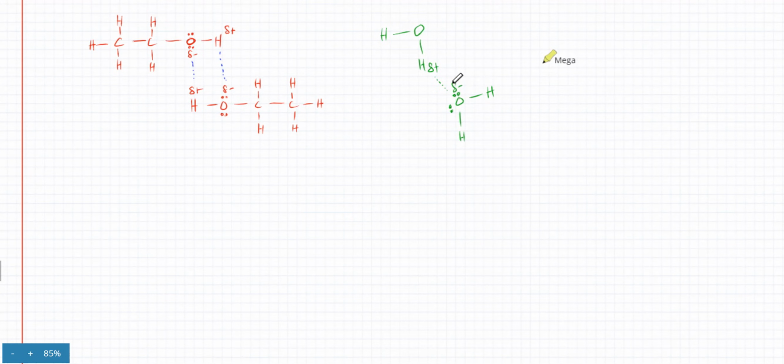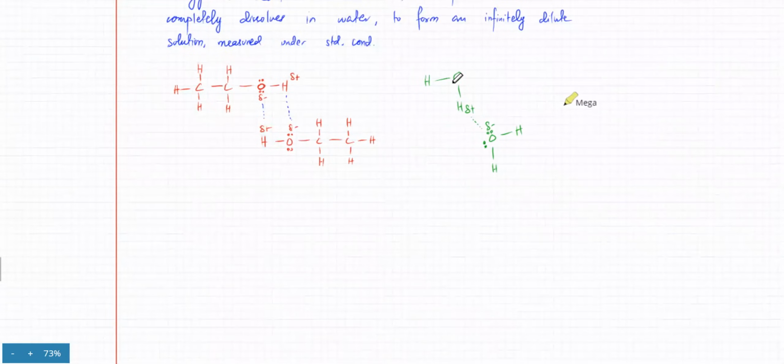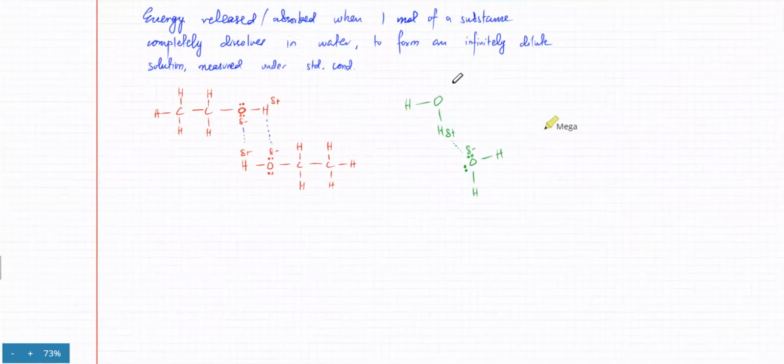So, what's the first thing? When you mix them together, you stir them. A lot of times stirring is required to mix substances. The purpose of that is you break the old hydrogen bonds.